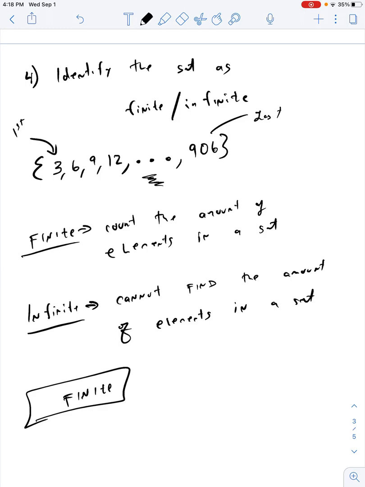We can count how many there are. You can tell me that there's 6, 7, 10, 20, 100, 200, 600. You can tell me that there's 900 elements in there, right? So you can give me a whole number to identify how many elements, right? So it's finite because the number of elements is known, right? Or in other words, is a whole number. All right, so a nice example there, number 4.